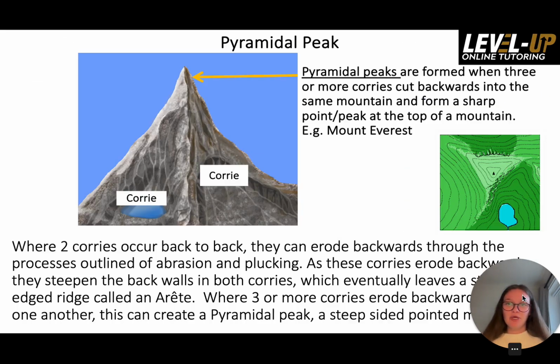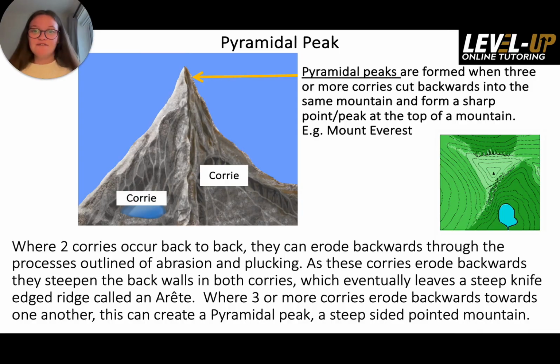Following on from that is what we call a pyramidal peak. Again, this is formed very similarly from an arête as a result of a corrie. So pyramidal peaks are formed when 3 or more corries are cut backwards into the same mountain and form a sharp point or peak at the top of a mountain, such as Mount Everest. When 2 corries occur back to back, they can form what we call an arête. When 3 or more, we end up with a pyramidal peak. So it's literally a peak at the top of a pyramid.